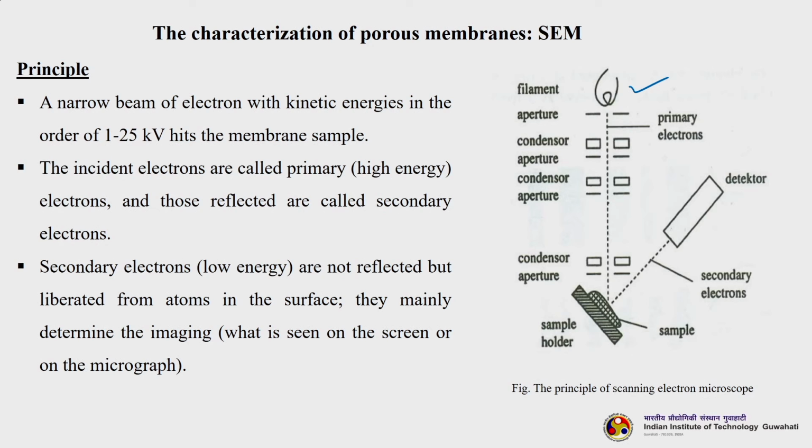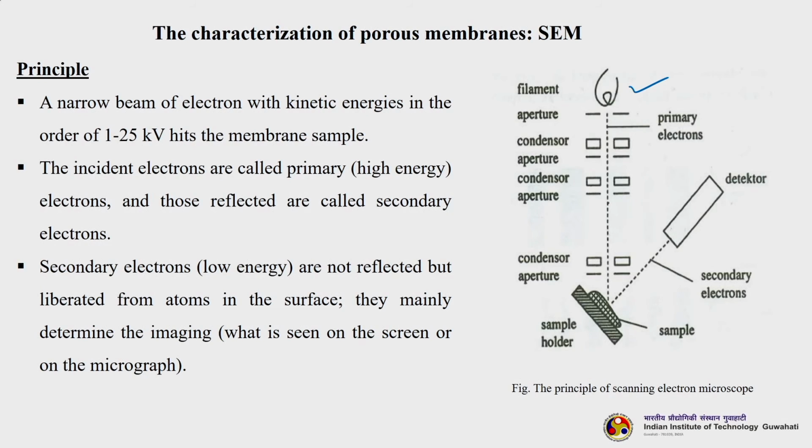The incident electrons, which are called primary electrons, are high energy electrons, some of which are reflected, and those that are reflected are called backscattered electrons. The secondary electrons, having low energy, are not reflected but liberated from the atoms in the surface. We need to understand that the secondary electrons are not reflected. They are liberated from atoms in the surface, and they mainly determine the imaging, what is seen on the screen or on the micrograph.